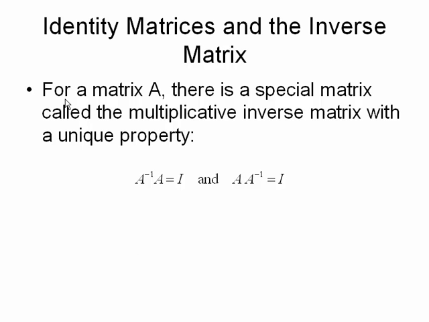So for a matrix A, there's a special matrix called the multiplicative inverse matrix with the unique property that when I take the multiplicative inverse times A, it gives me back I, which is the identity matrix. Or the other way around, I can take A times the multiplicative inverse, and that gives me I. Now notice what we've named it here. The multiplicative inverse is called A to the minus 1. That doesn't mean that that's a negative exponent like 1 over A. That just means it's the inverse.